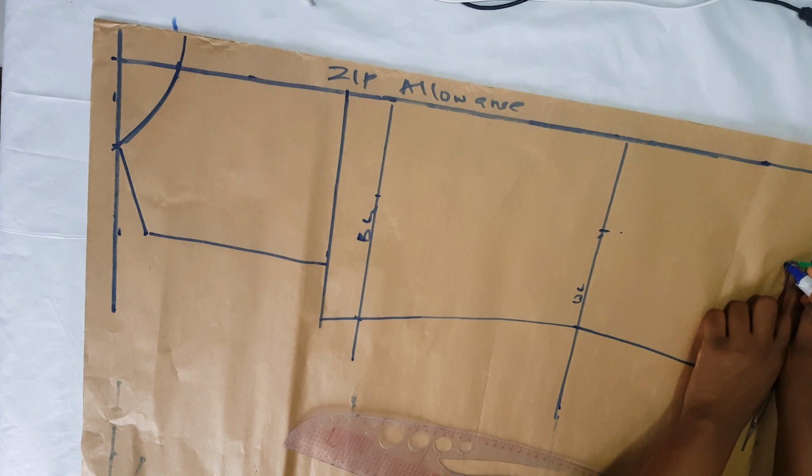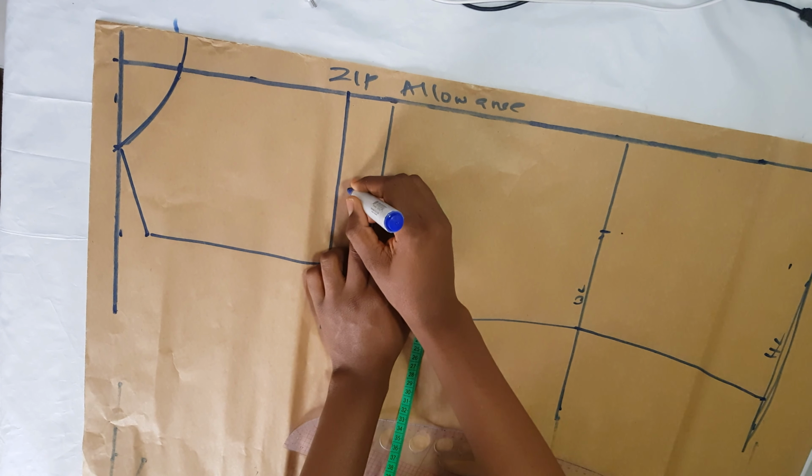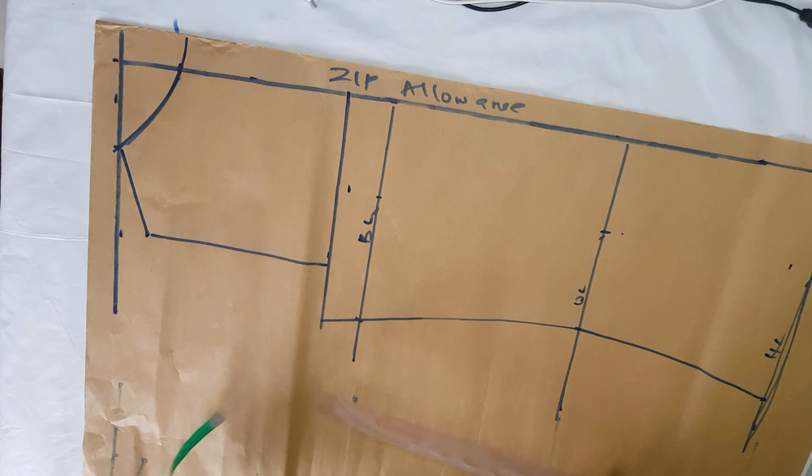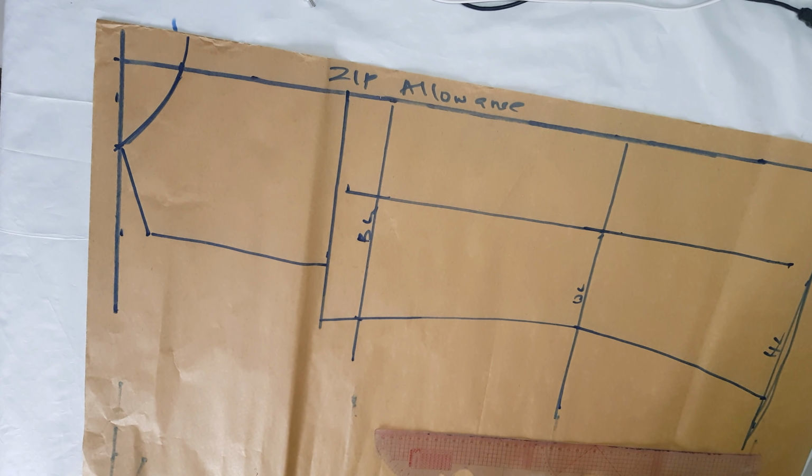Okay, remember in my front bodice I went up by 2 inches, but this time I'm going up by 1 inch. Then my bust line I'm going up by 1 inch too, instead of going down by 1 inch. Do you understand? Now use my curve ruler to join the mark points together.